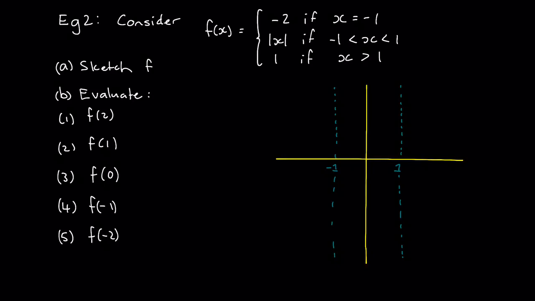Right, so let's look at the first part. Remember, it's a sketch, so we don't need to accurately measure. We need to just represent the correct intercepts, the correct values, etc. where we can. So the first part is -2 if x equals -1.